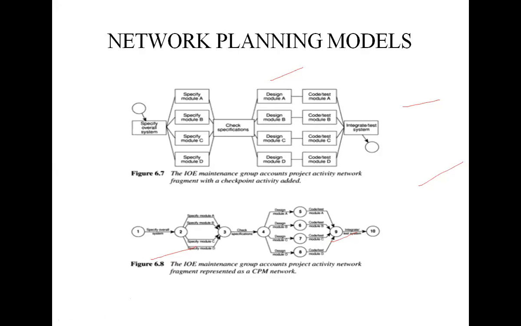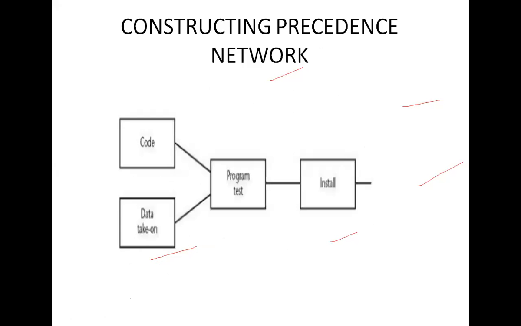Okay, in the network planning model, we have to move to constructing the precedence network. Recently, a new technique called precedence networks has become popular, and nowadays it has become more popular. This method uses an activity on node network. So we have activity on node and activity on arrow. CPM uses activity on arrow.